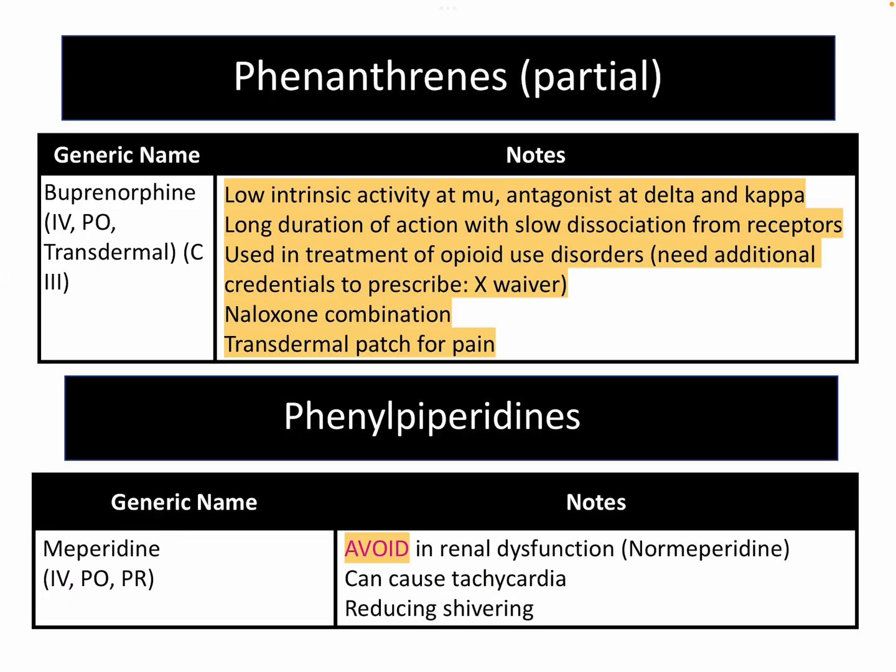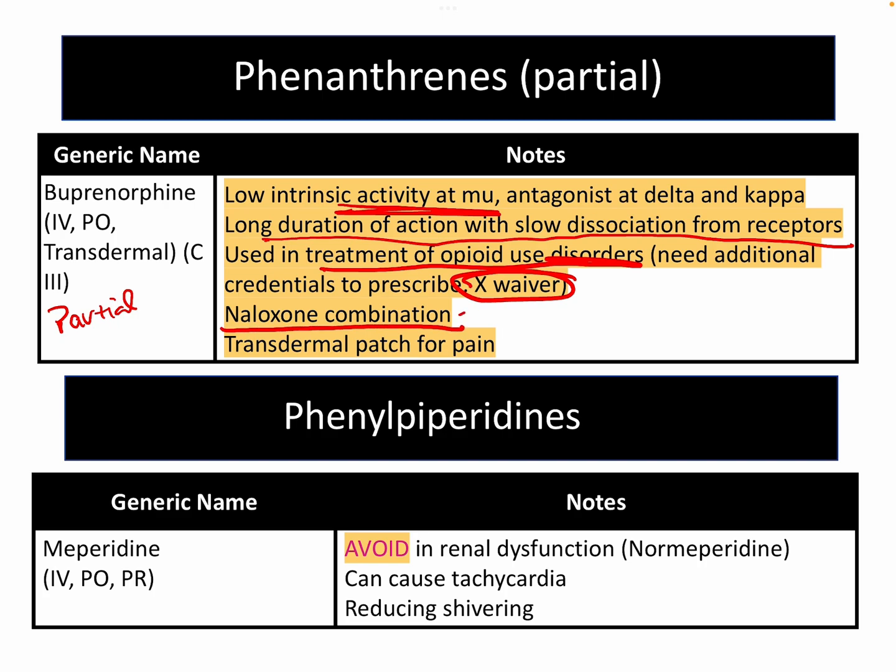Buprenorphine. Buprenorphine is a partial agonist, if you remember. And I'll show you a picture to help you figure this out. But what you need to remember is that it has low activity at the mu-opioid receptor. It has a long duration of action with slow dissociation from the receptor, and it's used in the treatment of opioid use disorders. You have now this X waiver, so pretty much anybody can prescribe it. It does come with a naloxone combination, and this is an abuse deterrent.